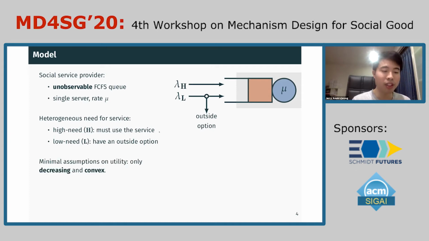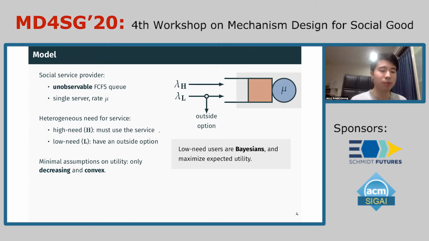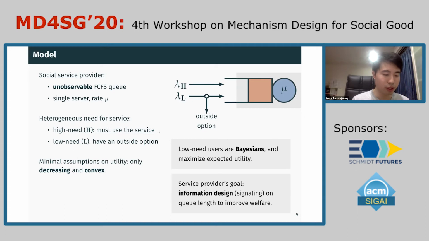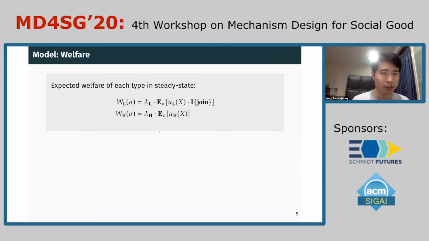We make minimal assumptions on the user's utility, only that the utility function is decreasing and convex. We assume that low-need users are Bayesians. They form expectations about the unobserved queue length and decide whether to join or leave the queue. The high-need users always join. The service provider's goal is to use information design, or signaling, to share information about queue length to improve welfare.